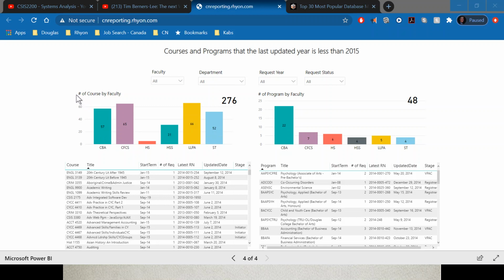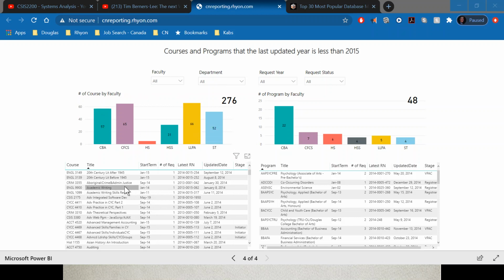What is the number of courses by faculty? What is the number of programs by faculty? Those are the 2 key questions. If you can form them as a question, someone has to be able to ask those questions, generate the report, and see it in a visual graphic representation.